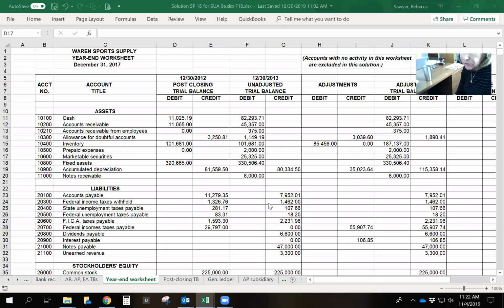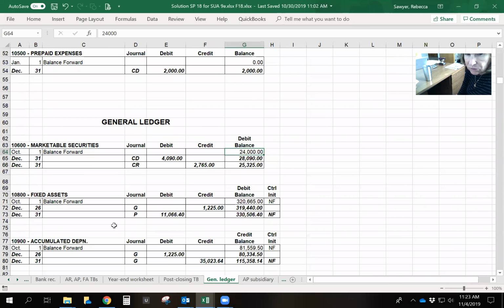Okay, so if you look at marketable securities here, it was 0. Then if you go to look at the general ledger, marketable securities was 24,000 on October 1. So I say assume that was a purchase. When you purchase marketable securities, you debit this account at cost, how much you pay. Then you have another disbursement of 4,090. So in your statement of cash flows under purchase of marketable securities, you'd have 28,090 as outflow.